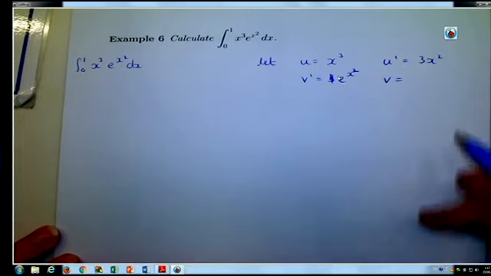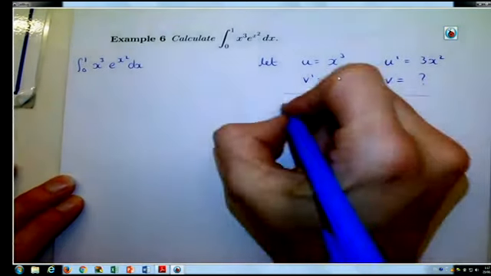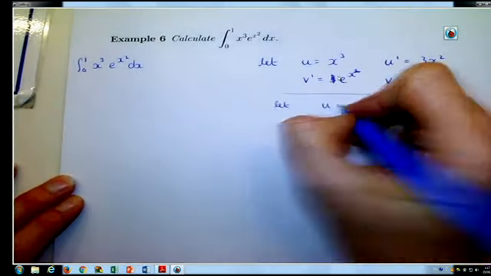Yeah, you can't integrate that one. Doesn't work. That was a bad choice. Let's not choose that one. All right, what do you want to choose for u instead?